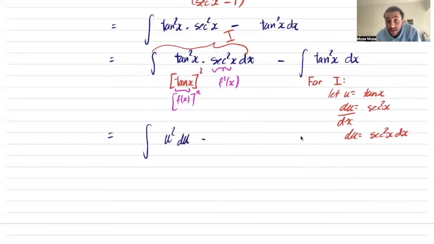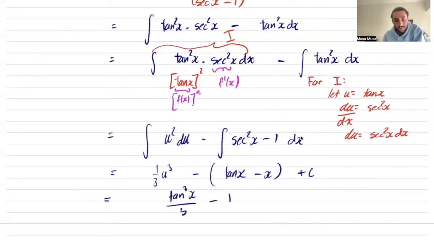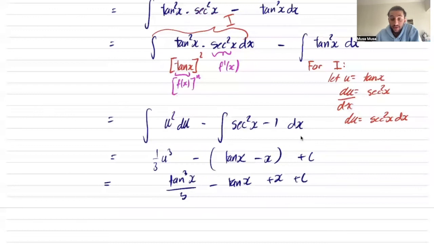Now for this, I'm going to replace this again with sec squared x minus 1. Like that. Perfect. Integrating u squared with respect to u is just going to be a third of u cubed. Then minus, and then the integral of sec squared, isn't that just tan x? So put a bracket, tan x, and the integral of minus 1 is minus x, and then plus c. And then we just say, well, u equals tan x. So that's this. Perfect. So that's your final answer.